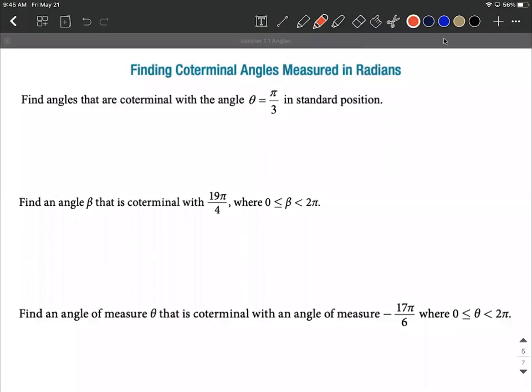Let's find some coterminal angles in radians. So radian measure, what's going to happen on these is to get these coterminal angles, the terminal side has to land in the exact same position as the original. So when we're looking at pi over 3 in standard position, that's going to end up in the first quadrant.